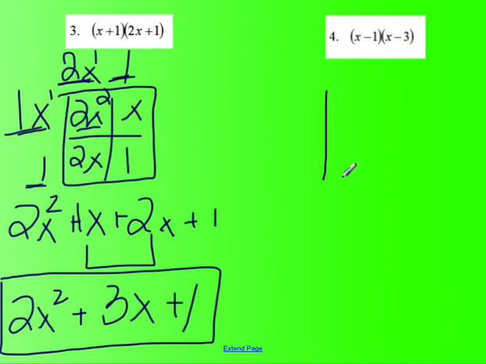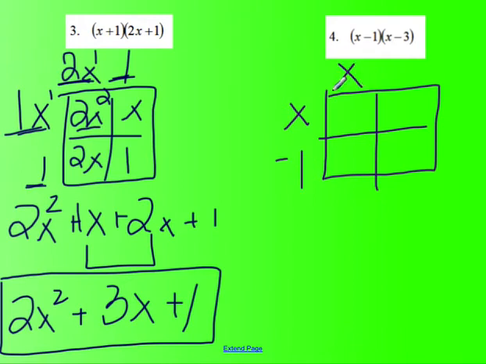Let's take a look at number 4. So we're going to multiply out that box. So here I'm going to have x and then minus 1. Here, x and minus 3. X to the first times x to the first, that's going to give us x squared. X times negative 3, negative 3x. Negative 1 times x, negative x. Negative 1 times negative 3 is positive 3.